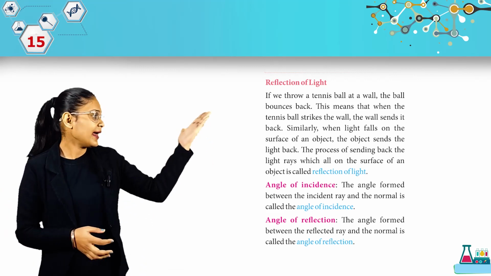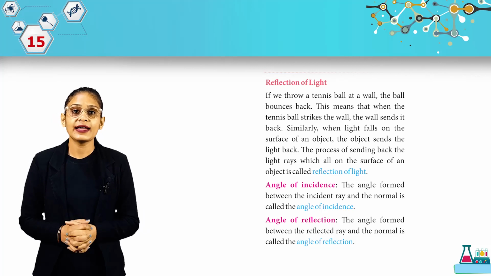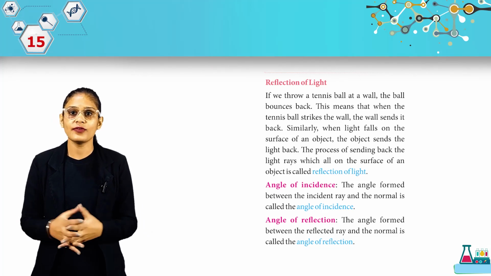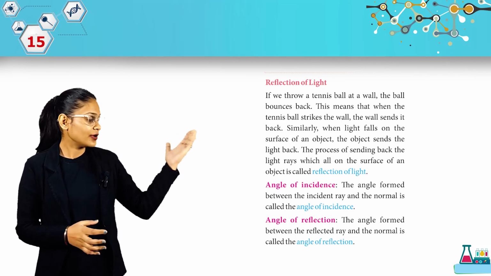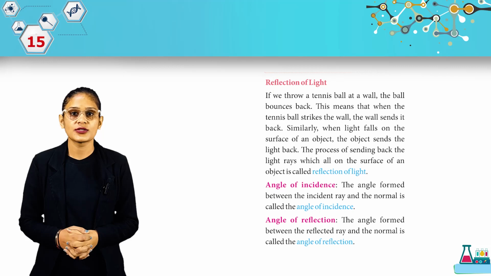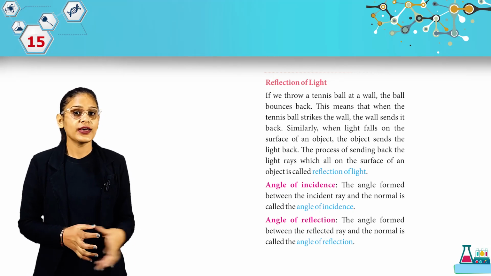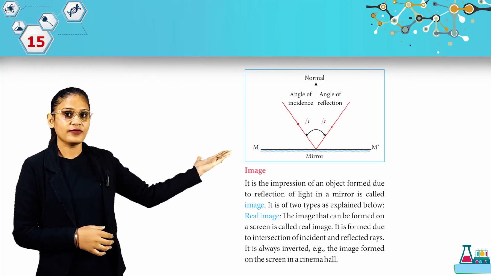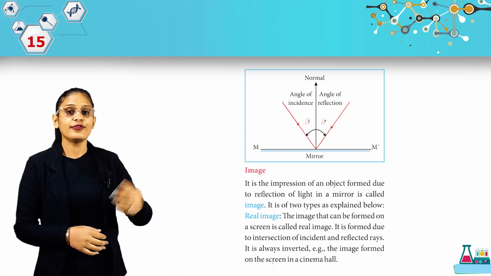Now we have angle of incidence. The angle formed between the incident ray and the normal is called the angle of incidence. Angle of reflection: the angle formed between the reflected ray and the normal is called the angle of reflection. Look here students, look at this picture we have. Here is a mirror. It is the angle of incidence and it is the angle of reflection.